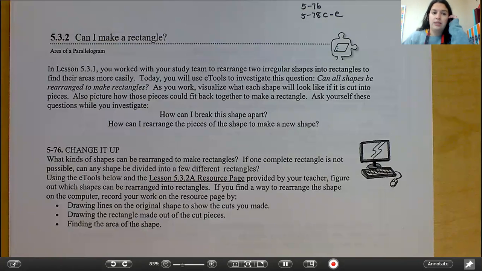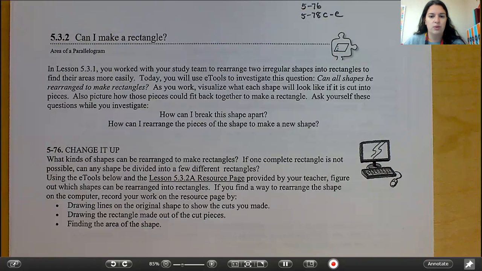How can I make a rectangle? Area of a parallelogram. In lesson 531, you worked with your study team to rearrange two irregular shapes into rectangles to find their areas more easily. Today you will use eTools to investigate this question. Can all shapes be rearranged to make rectangles?